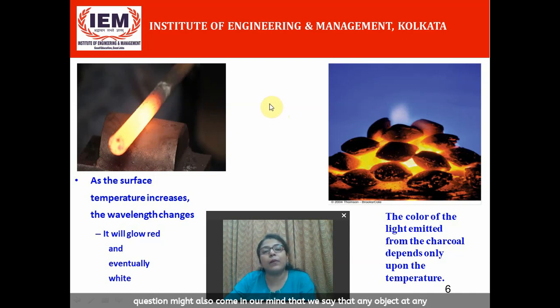Another question might come to your mind: we say that any object at any temperature can emit radiation. Then we see so many objects around us in our room like the table, chair, almirah, or even so many objects in our surroundings. Does this mean that all these objects emit radiation? Yes, they do emit radiation, but the wavelength of that radiation should be in the visible range for our eyes to perceive it. If the wavelength of the radiation is of a higher range like in the infrared region or in the lower range like the ultraviolet region, then our eyes cannot perceive the radiation.